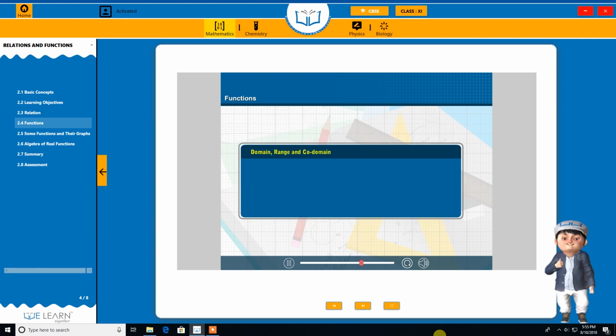Let us now define the domain, range, and codomain of a function. Let f from A to B be a function from set A to set B. Then the set A is known as the domain of f. The set B is known as the codomain of f. The set of all the f images of the elements of A is known as the range of f.